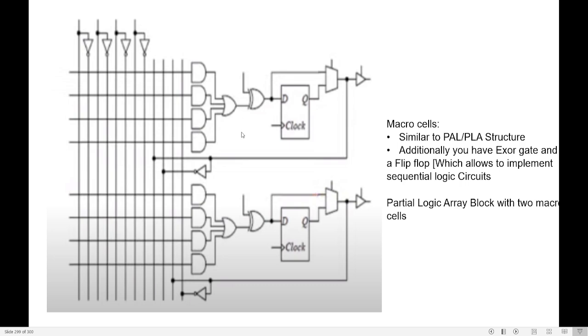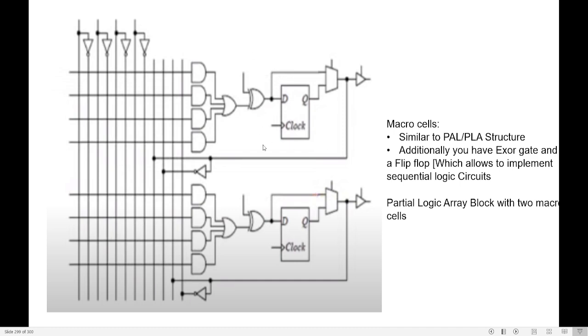Is it clear? So PALs and PLAs are majorly used to design what? Combinational logic circuits. Whereas macro cell, CPLD, is used to design what? Combinational as well as sequential circuits.